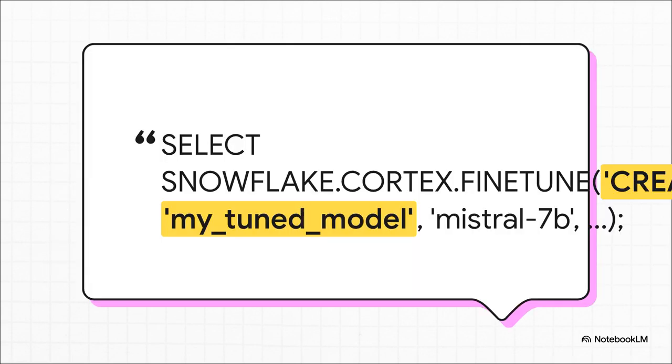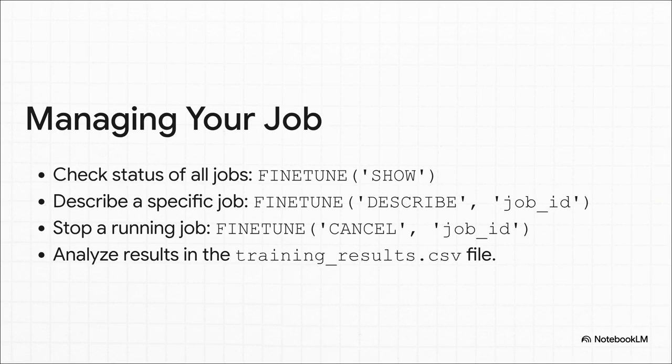And here it is, step 2. This single SQL command kicks off the entire process. You're just calling the fine-tune function, telling it to create a model called MyTunedModel using Mistral 7b as the base, and then you point it to your training data. It's just beautifully simple. Now, since these jobs can take a little while to run, you need a way to manage them. And again, it's all done with simple versions of that same fine-tune function. You can show all your jobs, describe a specific one to see how it's doing, or even cancel it if you need to. Once it's done, you can even check out a result CSV to see how the training went.